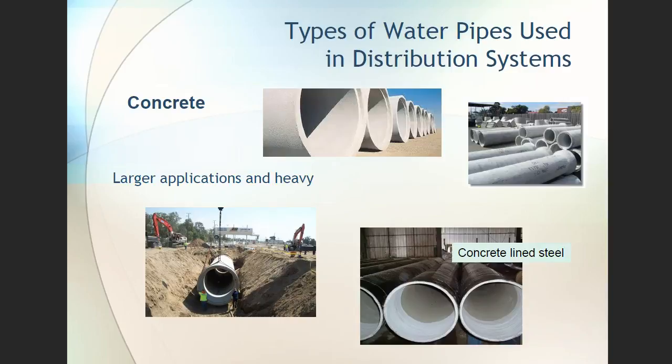Concrete pipe. Concrete pipe can go huge. You also have concrete lined steel pipe. These are precast pieces. They're huge. They come in on the back of trucks. It takes a crane to set them. Very complex.